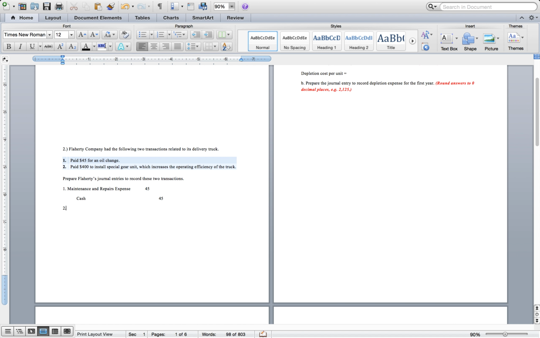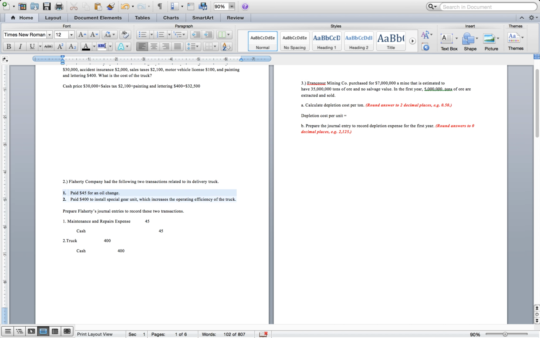Now number 2. Number 2 says you paid $400 to install a special gear unit which increases the operating efficiency of the truck. Now this is a capital expenditure because it was a major cost and extended the useful life of the truck. And this one increased the operating efficiency. So you actually want to debit truck for $400. And then you want to credit, well, you need to pay for it, cash. Now, it would go to the asset because this is not an ongoing recurring expense. It's a one-time expense, and it increased the useful life of the truck. Okay, let's continue on now.